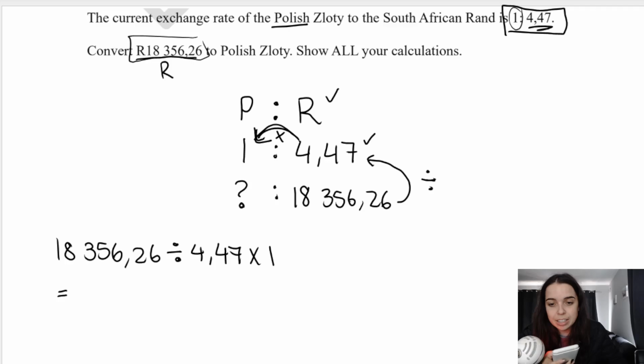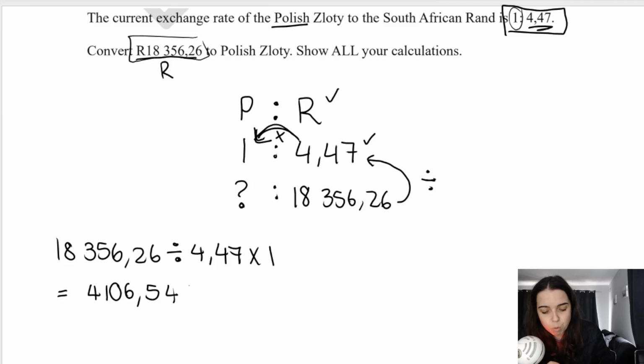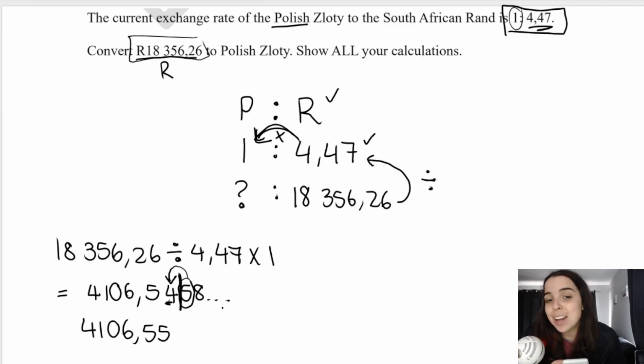And I get the following answer, 4106.5458... Now this is what my calculator tells me. We need to round off to 2 decimal places unless they state otherwise. So you chop the number off there. Because this is 5 or more, we raise the score, so we make this number bigger. So 4106.55. That's the rounding rule that I use with my grade 8s and my grade 9s.